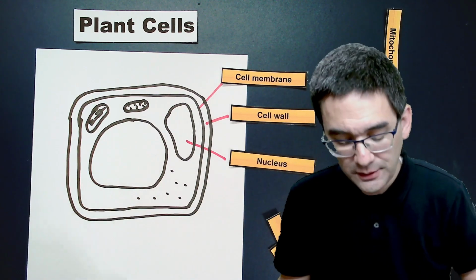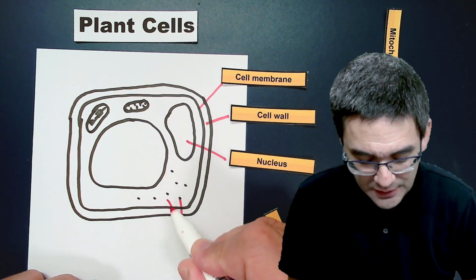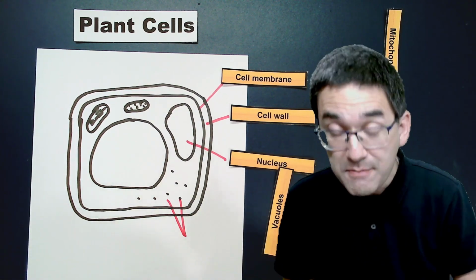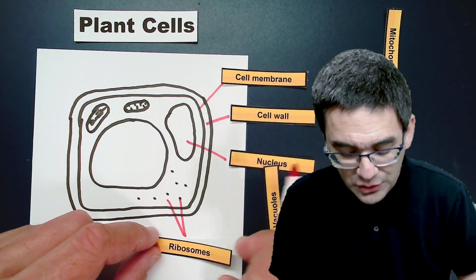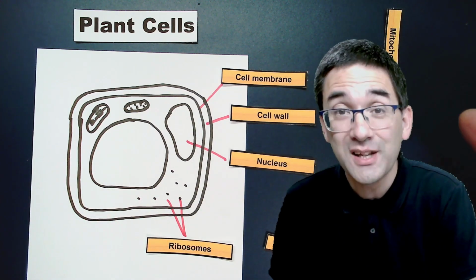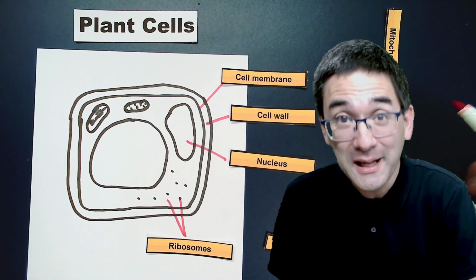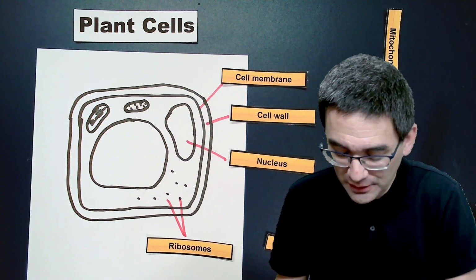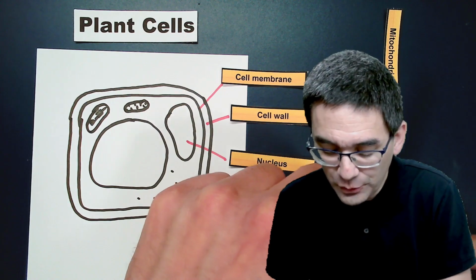Down here, these little dots are the ribosomes. They make proteins, and I'm not going to explain what all of these structures do now, because I already did that in my animal cell video, and of course the functions are pretty much the same, but there are three important differences.